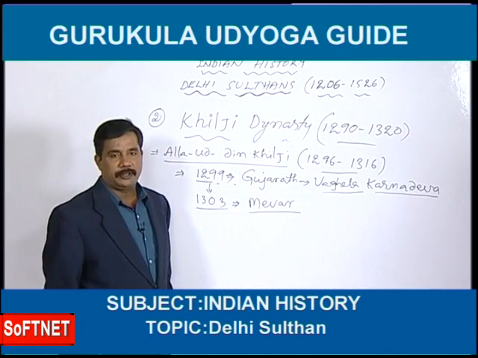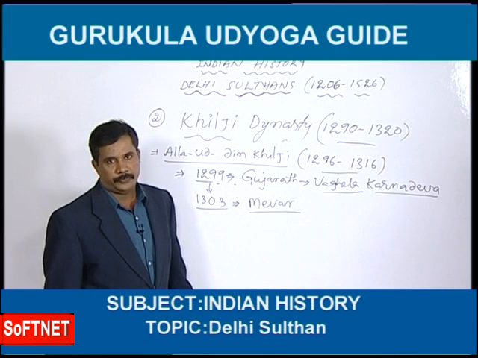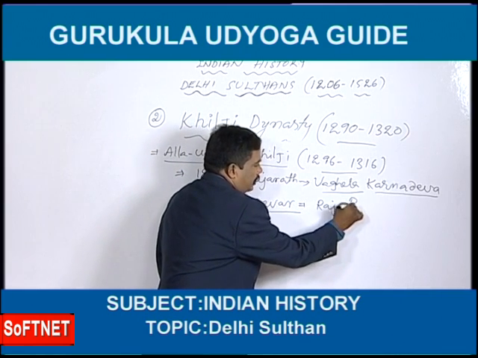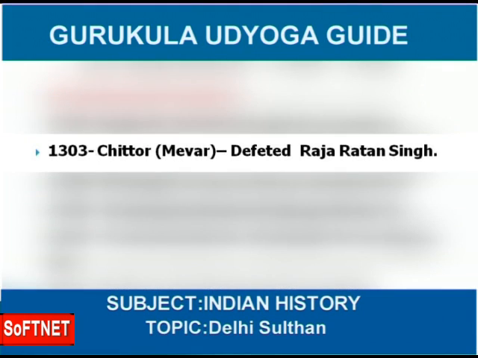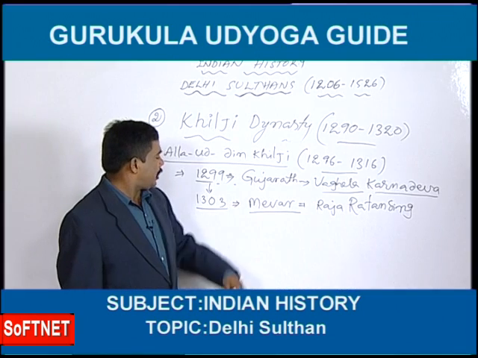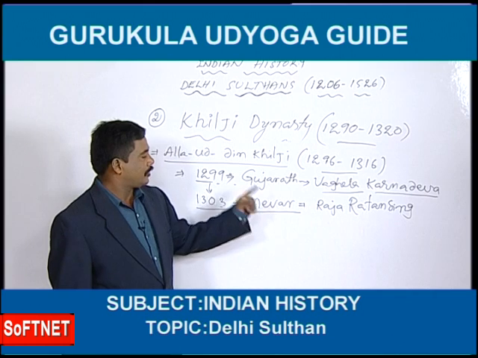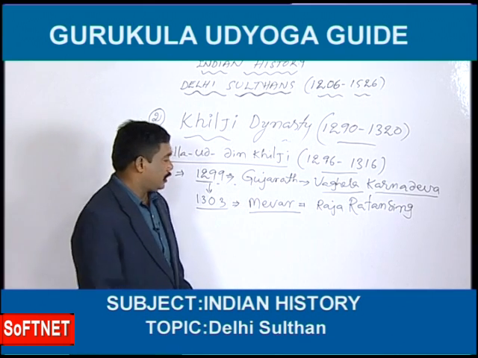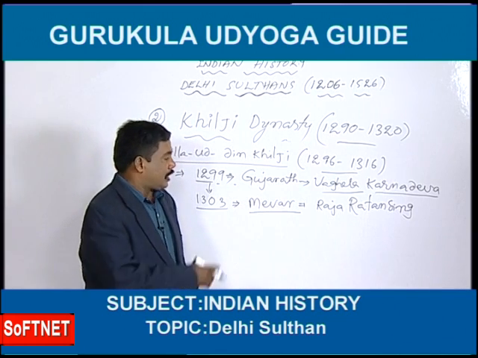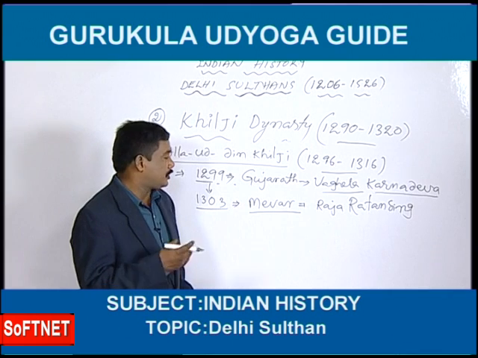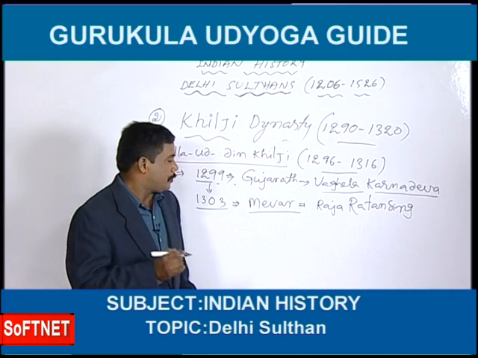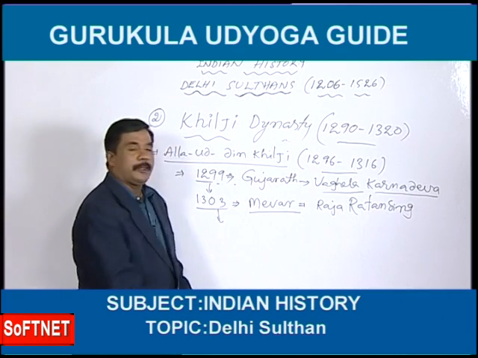Attacking on Mewar. Mewar is the capital of Chittor. It was ruled by Raja Ratan Singh, a Rajput. In 1303, Alauddin Khilji attacked this Mewar, but for about six months they did not surrender. After six months, Raja Ratan Singh surrendered to Alauddin Khilji, and Alauddin Khilji occupied Mewar.